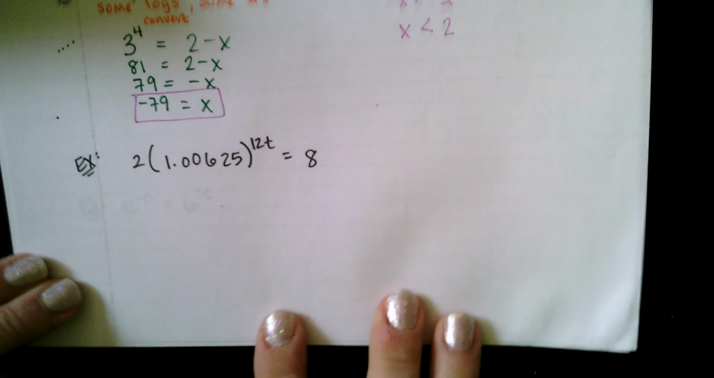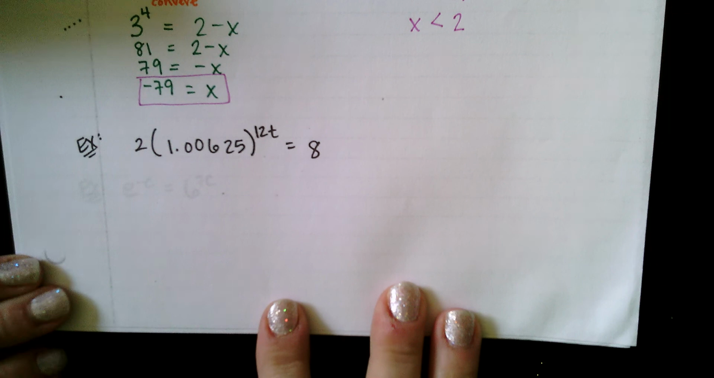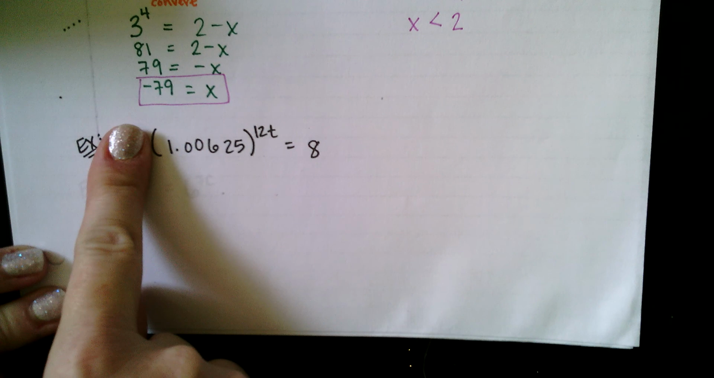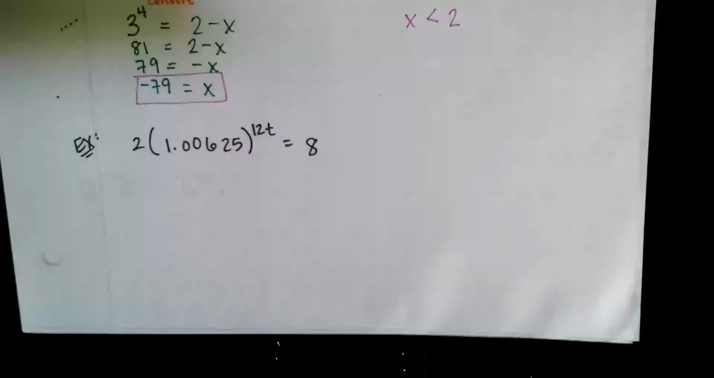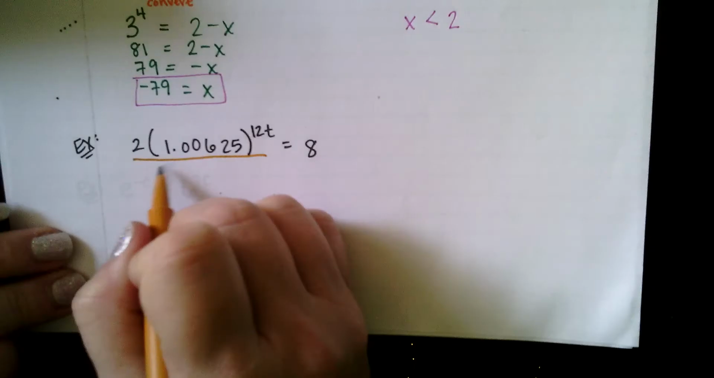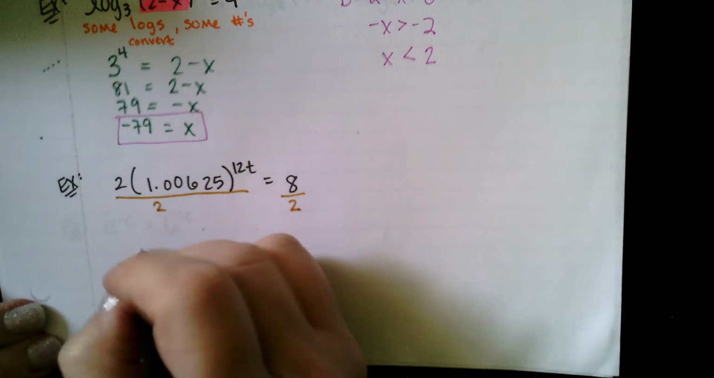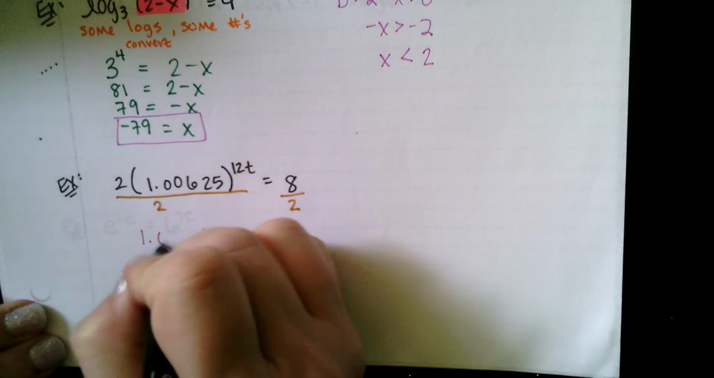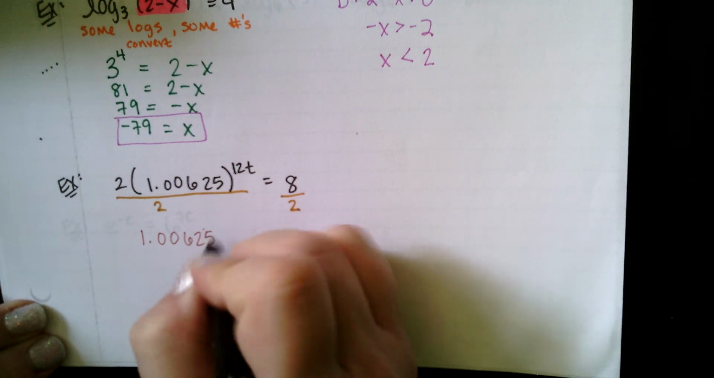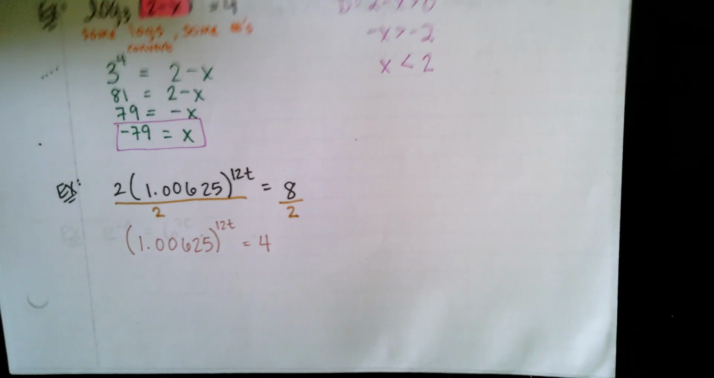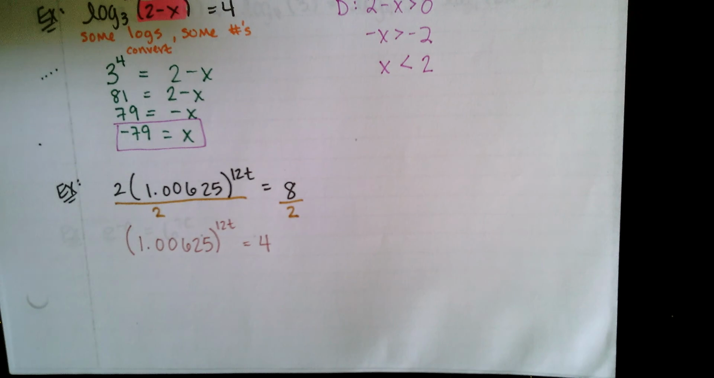This type of problem here looks like variables in the exponents, but it's not by itself. Remember, I have to isolate the base to the power. So before I can do the converting step, I'm going to need to divide both sides by 2. So then I would have 1.00625 up to the power of 12t equals 4. And now this is variables in the exponents.